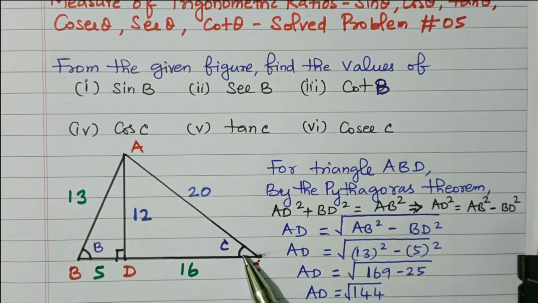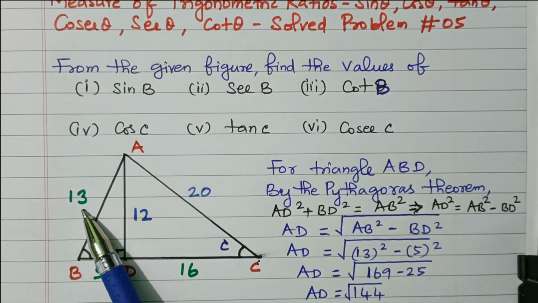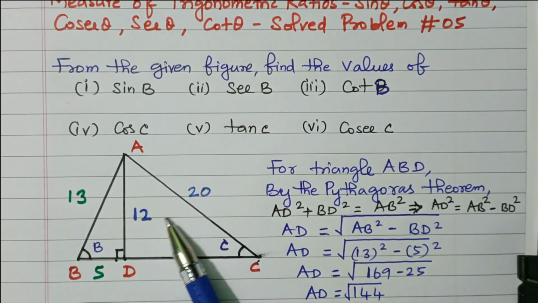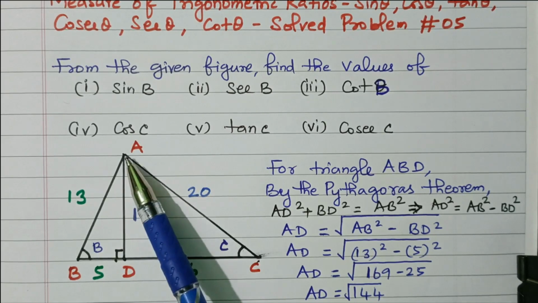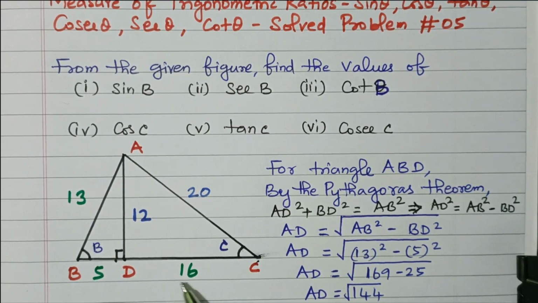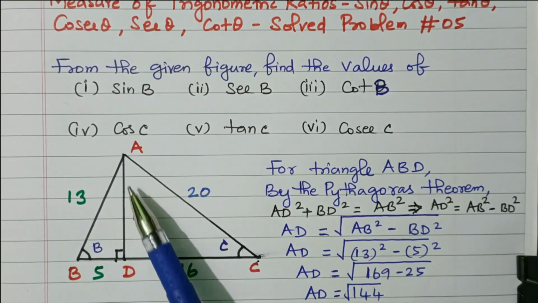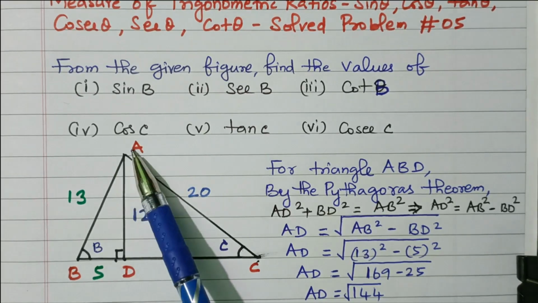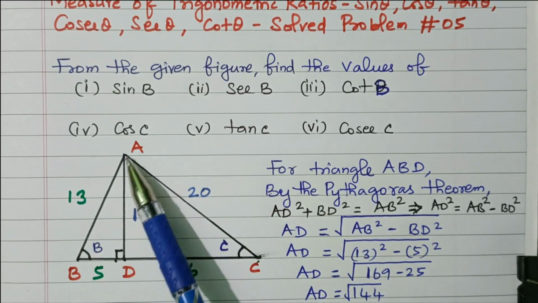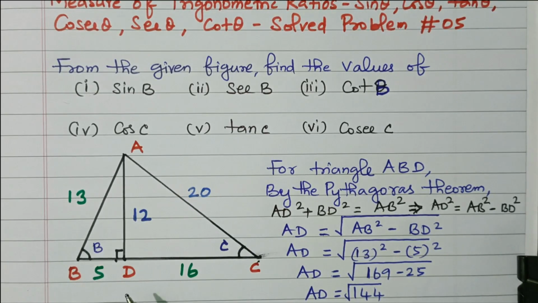The values in green color are already given: 13, 5 and 16. The blue color values we need to find. So AB is given as 13 units, BD is given as 5 units, and CD is given as 16 units. AD is not given, and AC is also not given. So first refer to the triangle ABD, because while calculating sin theta, secant theta we need 3 values.